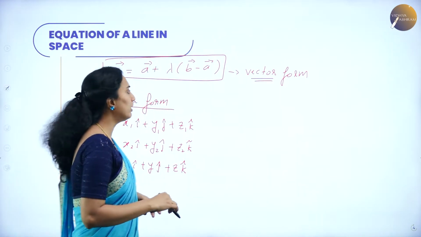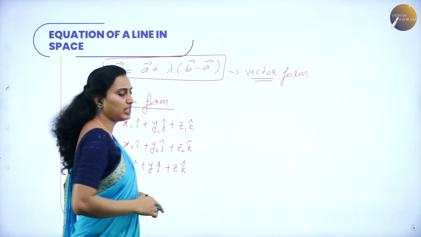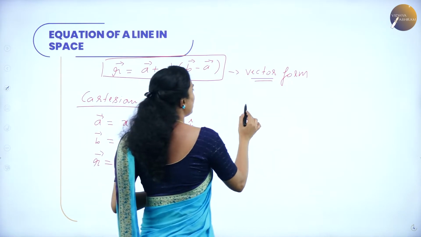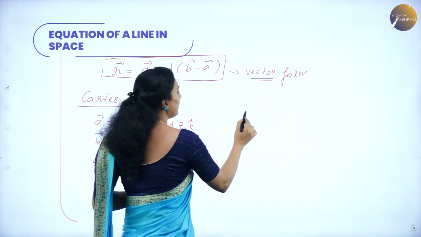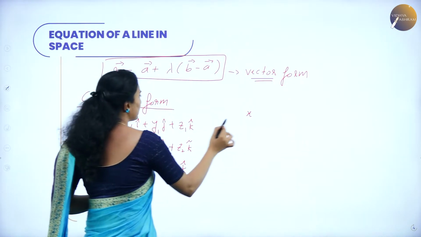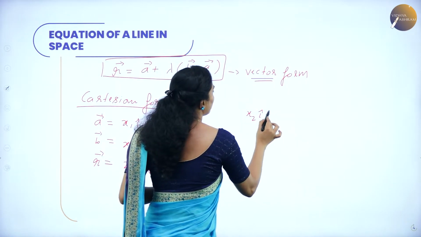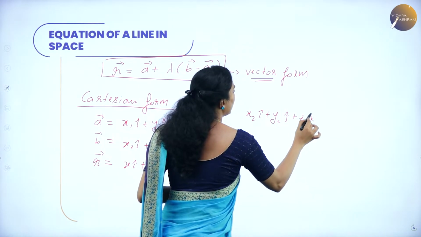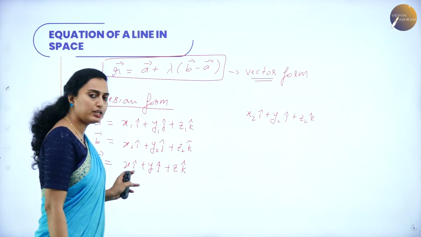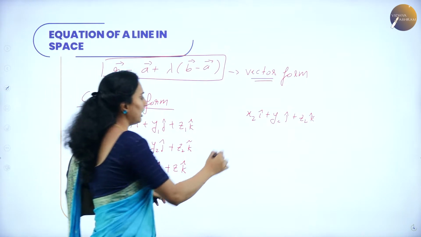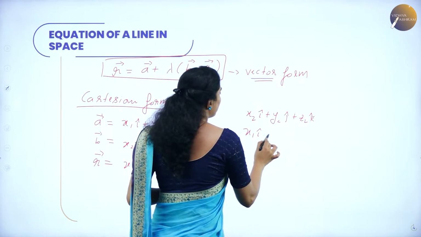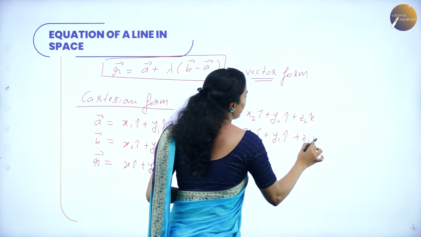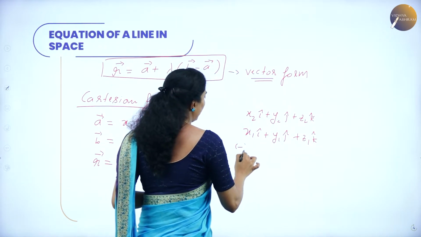In the vector form there is b vector minus a vector. Let us first compute that to substitute. Now what is b vector minus a vector? Let me write the b vector first, which is nothing but x2i plus y2j plus z2k, as written here. Similarly, the a vector is x1i plus y1j plus z1k. Now what do I need to do? I have to subtract this.